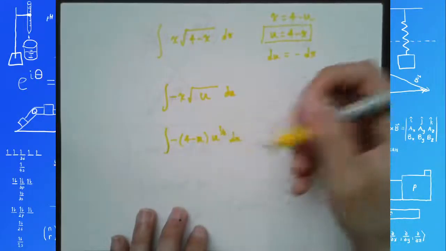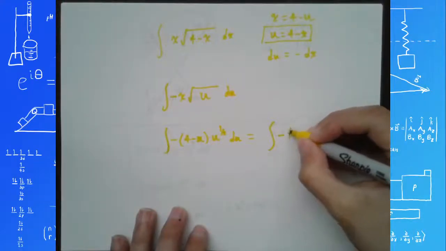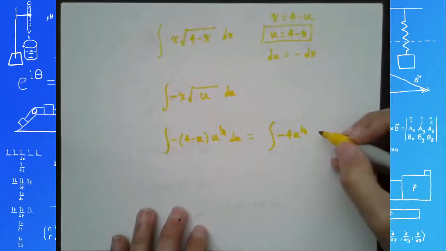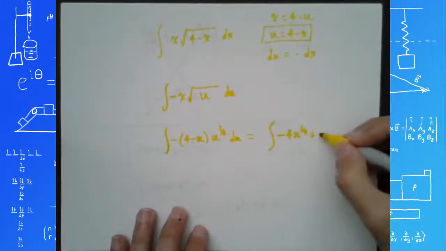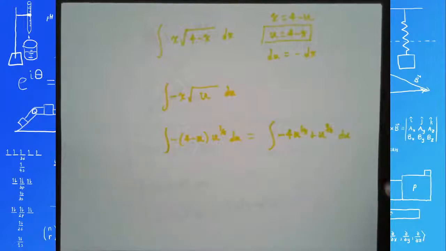Distribute the negative, distribute u to the half, and you have the integral of negative 4u to the 1/2 plus, let's see, that's u to the 1 times u to the half is u to the 3/2 du, and the rest from there is your traditional power rule, followed by substituting back in for u, rewriting in terms of x. Okay, let's take a look at one more.